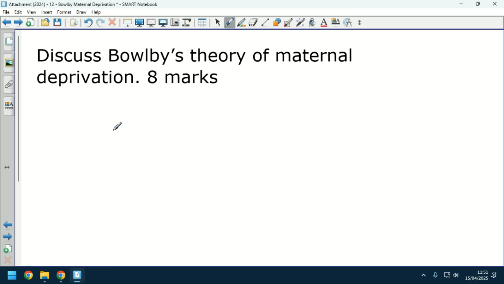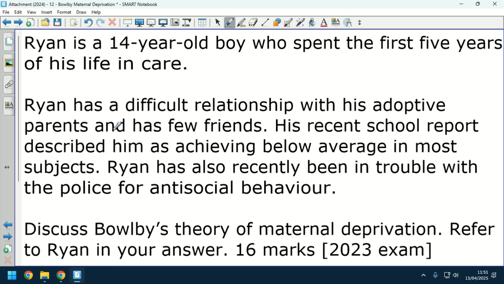Now, this is another 8 marker. Discuss Bowlby's theory of maternal deprivation. We see there that there's no reference to 44 thieves. We have to go through that first bit. It's really quite important that we focus our answer quite clearly. For 8 marks, I don't even know how much of 44 thieves I would actually mention. But then this last question is also really important for us to have a look at.